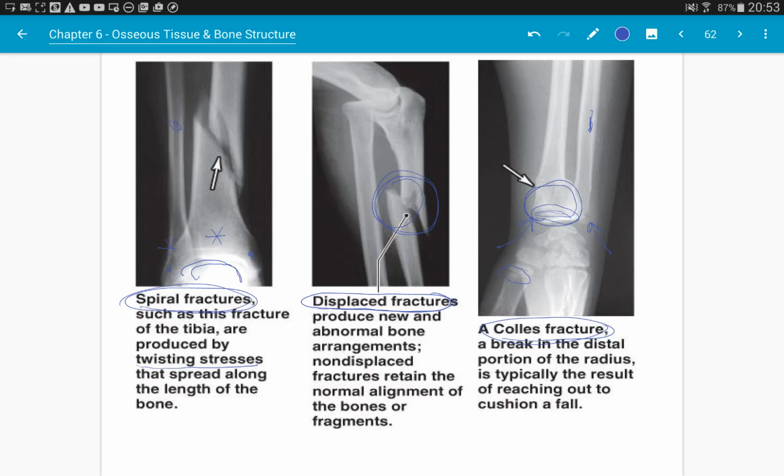So this fracture occurred down at the distal end of the radius. And so notice it's very typical when someone reaches out to cushion a fall. And so this is a very common break. So when someone braces themselves to fall, like a lot of snowboarders, for example, wrist breaks or breaks in this area are very common.